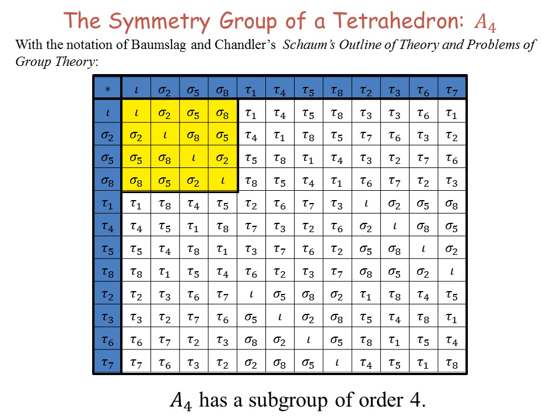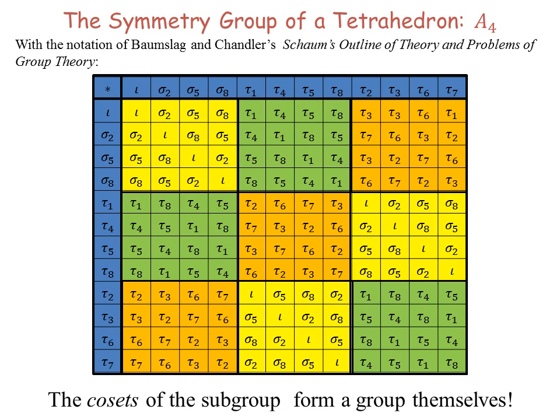In fact, there is an interesting behavior to the distribution of the permutations in this table. This array of colors has the condition that all of the sigmas are in a yellow square. The elements tau 1, tau 4, tau 5, and tau 8 are in green squares, and tau 2, tau 3, tau 6, and tau 7 are in orange squares. These large 4x4 colored squares are cosets of the subgroup of sigmas. In fact, these cosets themselves form a group of order 3. This group of cosets is isomorphic to the integers modulo 3, Z sub 3.